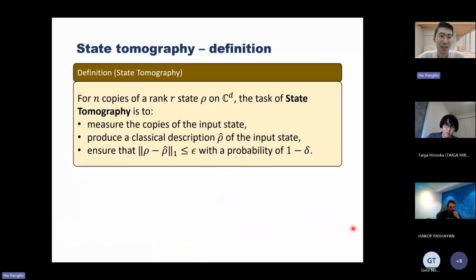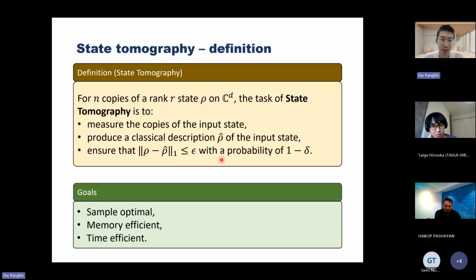So in state tomography, we will receive n copies of a rank R state rho, and the state is d-dimensional. Yes. Any questions? No. Okay. So the task of state tomography is to measure the copies of the input state, and then we produce a classical description rho hat of the state, and we want to ensure that the trace distance between the state rho and rho hat is upper bounded by epsilon with a probability of 1 minus delta.